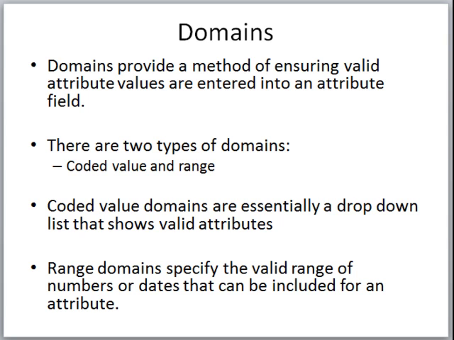So range domains specify a valid range in which an attribute can fall. They only work for number type attributes. So you could say a light pole could be between 10 feet tall and 100 feet tall. If you knew all of your light poles out on the campus were within a certain range, it would keep someone from putting in 1,000 feet tall by accident. So domains are specific to the geodatabase.